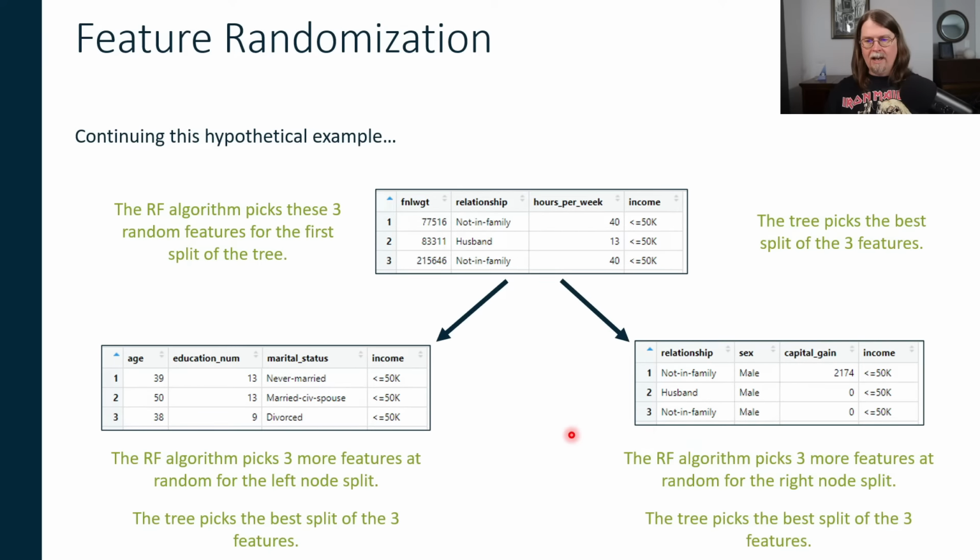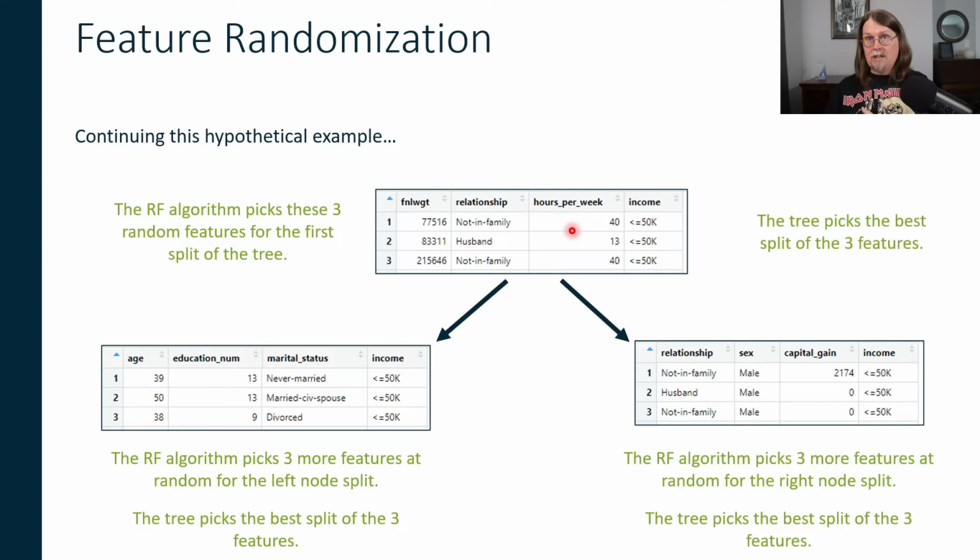Over and over and over again. Now notice this. Notice that relationship is repeated over here. That's totally okay. Depending on what's going on with the feature, the algorithm keeps track of what features are available for random selection. So if more information is available in the feature, it can be chosen again over here.